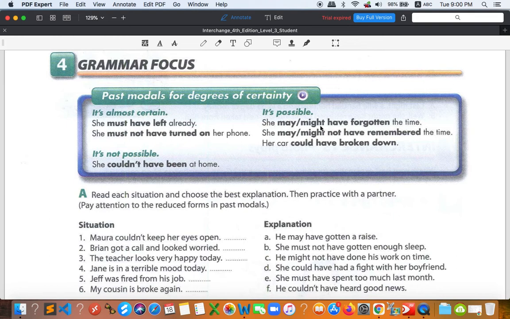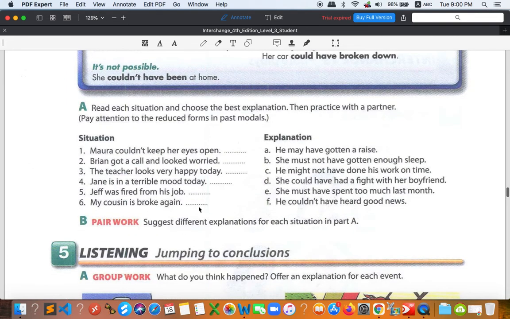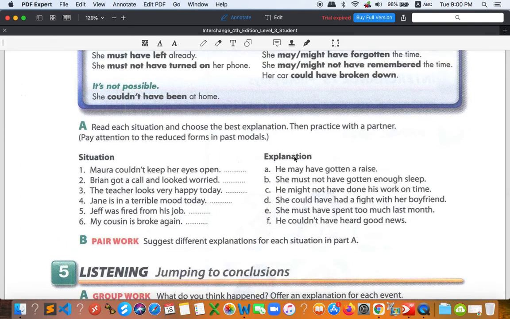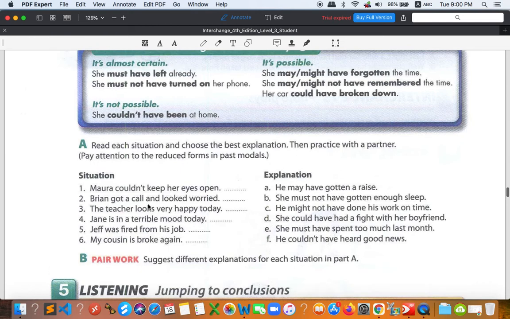Okay, so now let's go to the exercise, and if you have questions, don't worry, you can leave me a question in our Telegram group chat, and I will answer your questions. So right now, let's try the exercise all together. Read each situation and choose the best explanation. Pay attention to the reduced forms in past modals as well. Okay, reduced form, we know that. Let's take a look at the situation side and explanation side later.